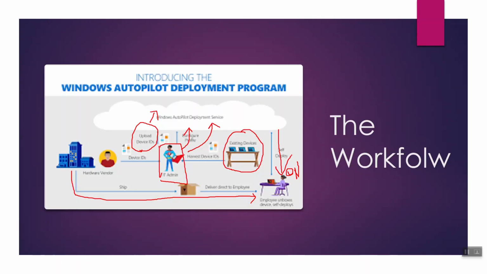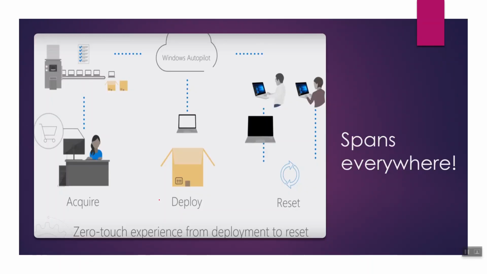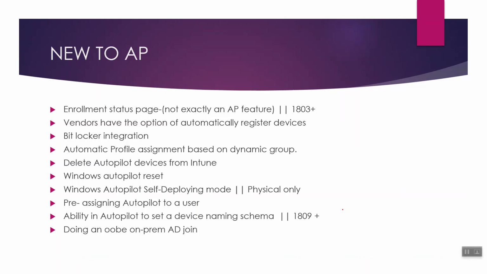So Autopilot now actually spans everywhere. As you can see, during the deployment phase, Autopilot was there. During the acquiring, if you're acquiring the device, still it's there. During the deployment, it's there. And during the reset of a device also, it's there. So Autopilot is now spanning everywhere, right? Okay, so it's just a diagrammatic view again, that the end user acquires the device directly from the hardware vendor, and via Autopilot we can deploy a device, and even if it's a reset scenario, in all of the cases Autopilot is going to deliver a zero touch experience to the end users.